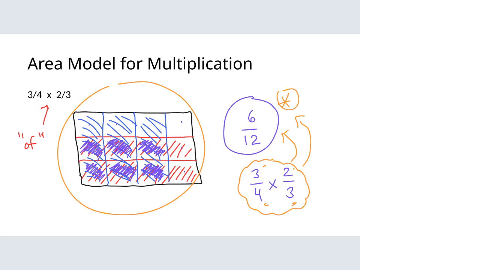I want to give you a chance to practice using the area model for multiplication. I want you to try multiplying 3/5 times 1/2 using the area model. I won't really set up a poll for this because it would just be what the correct answer is, but I want you to try to draw this one and do it with the area model.